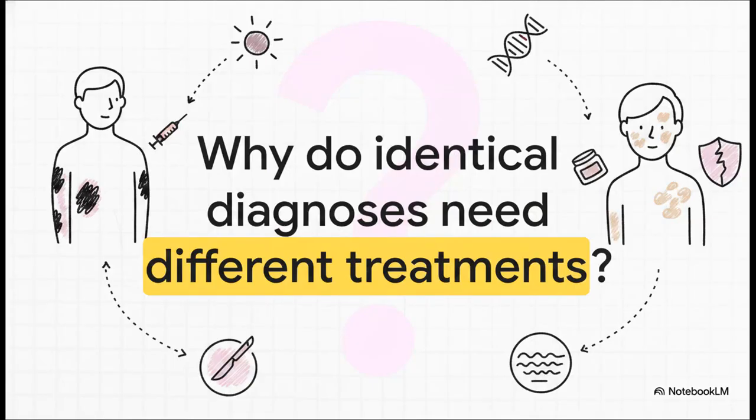Consider this for a second. Why do two patients with the exact same skin cancer diagnosis need completely different treatments? Think about it. If you and a friend both find out you have a basal cell carcinoma, you'd probably expect the exact same medical plan, right? Well, that's actually a massive misconception. The name of the diagnosis by itself simply isn't enough information.